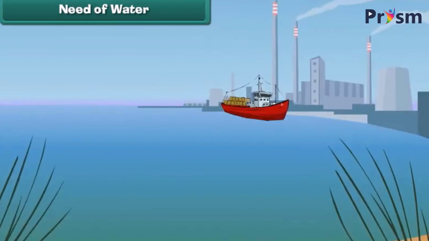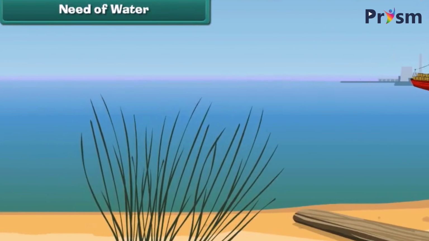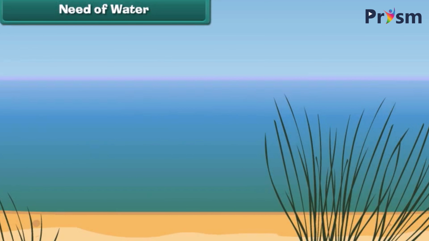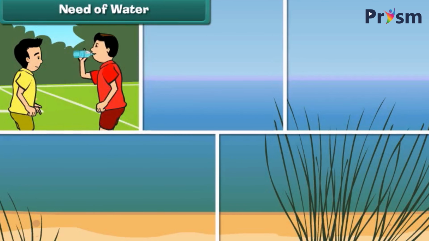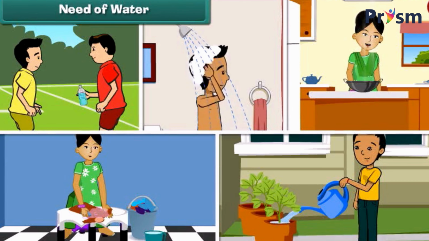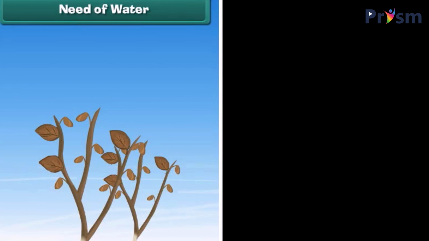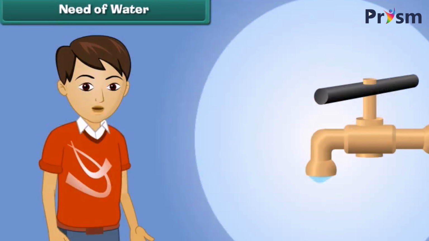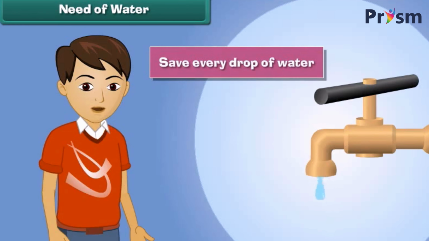We know air is very essential for our life, but did you ever wonder why water was so important? Yes, we need water to drink, to bathe, to cook, to wash our clothes, to water plants, and for so many other reasons. It is true that without water, the plants would die and people and animals would go thirsty. So, children, save every drop of water and don't let it go waste.